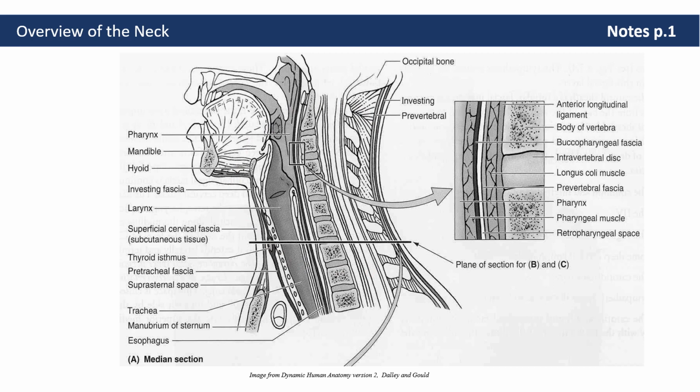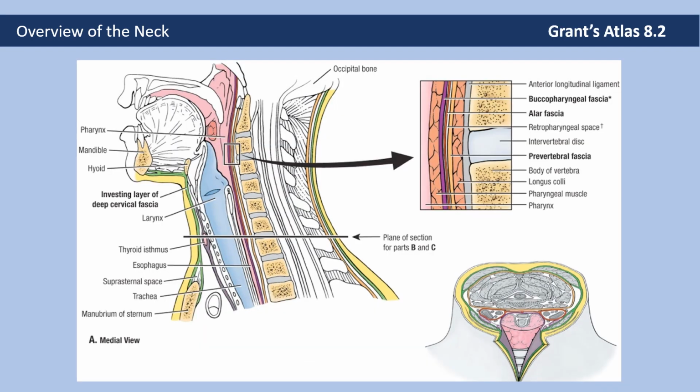Now, for the sake of our discussion, I'm going to use a colored picture, and this colored picture can be found in Grant's Atlas, page 8.2. So what I've tried to do is give you the page numbers of your notes or a reference for the images that I use so that you will be able to find it.